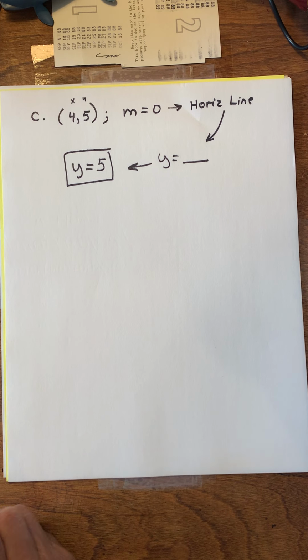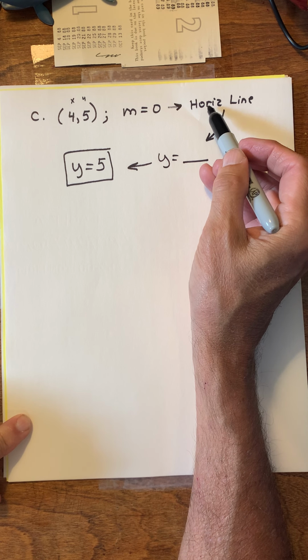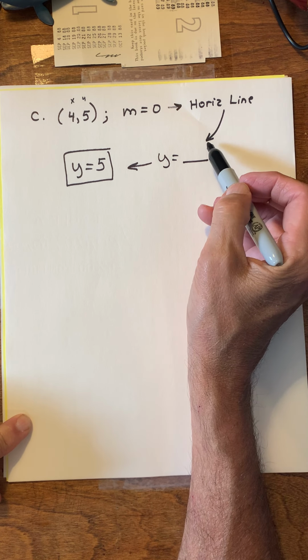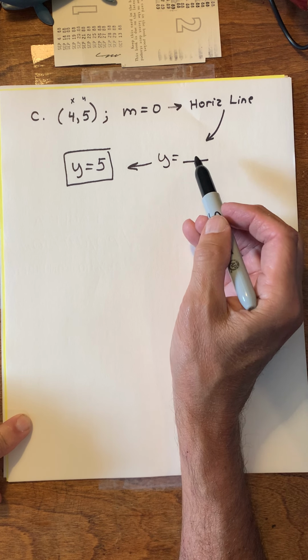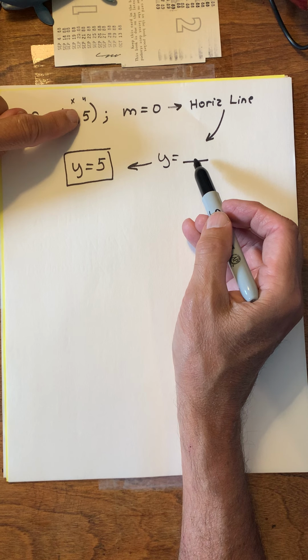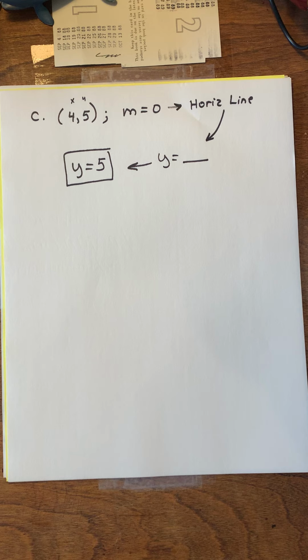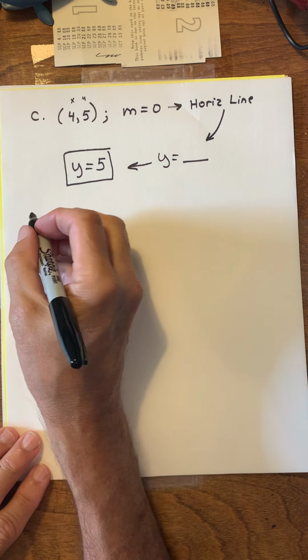So if you have a point and a slope of 0, once again, slope of 0 implies a horizontal line. Horizontal line implies the equation y equals something. And with the look of your point right here, you know what that something is. The y is 5. Your equation is y equals 5. Try this guy.